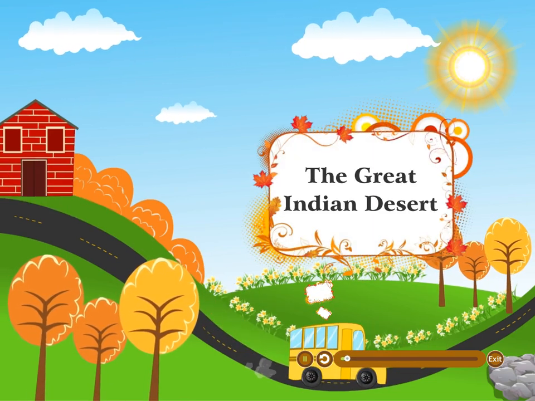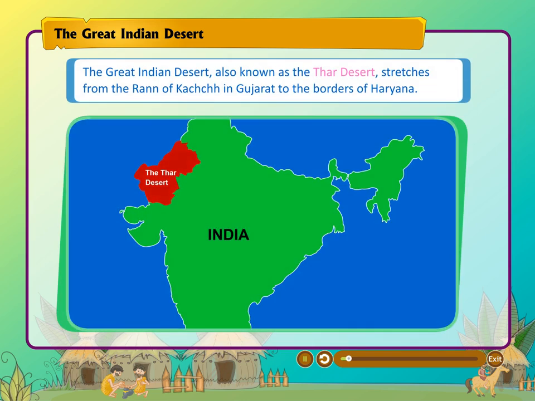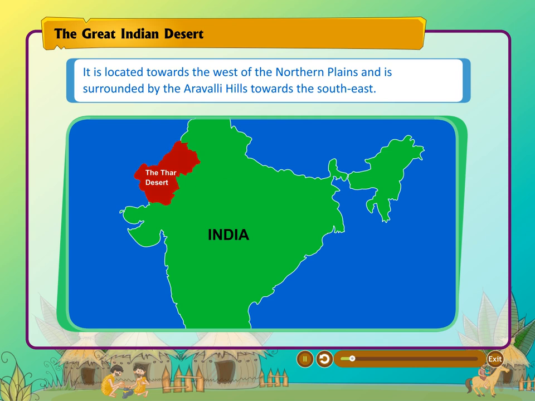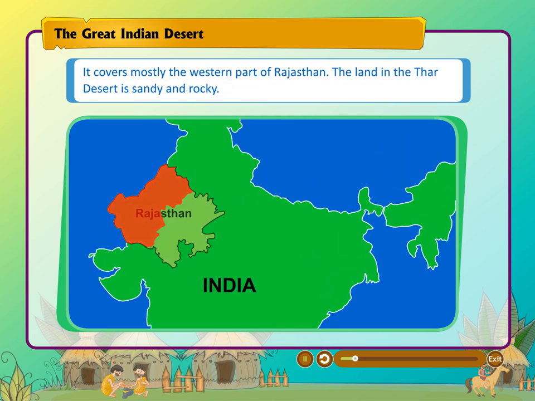The Great Indian Desert. The Great Indian Desert, also known as the Thar Desert, stretches from the Rann of Kutch in Gujarat to the borders of Haryana. It is located towards the west of the northern plains and is surrounded by the Aravalli Hills towards the southeast. It covers mostly the western part of Rajasthan.